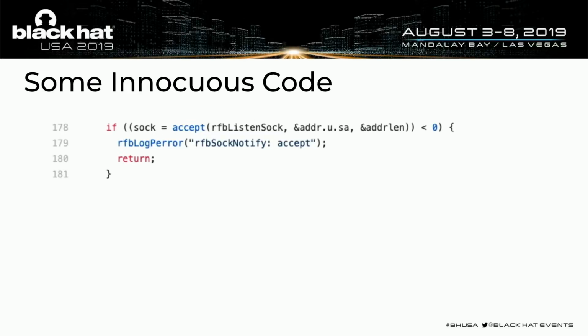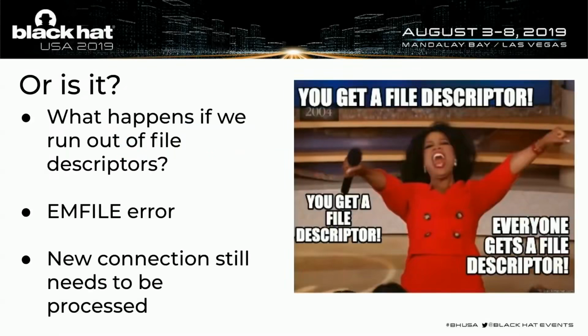So here's some definitely not vulnerable code that's getting called each time you have a new connection to the VNC server. Some things to highlight here are that the accept call is returning a file descriptor. And if this were for some reason to fail, you would print a logging message to the log file. I said it's not vulnerable, but maybe it is. What happens if we run out of these file descriptors? Because we're giving one out every time there's a new connection. Well, the answer for accept, if you look in the man pages, is it'll give you an EMFILE error.